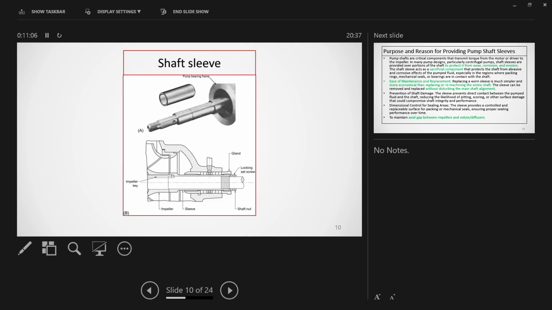Then the second important item we are going to use here is the shaft sleeve. Why are we using a shaft sleeve? The purpose of the shaft sleeve is also the same. When we are handling corrosive fluid, if it comes in contact with the shaft it will erode or corrode it. So to avoid that, we are using a shaft sleeve. This shaft sleeve is mounted on the shaft with a key, so that fluid will not come in contact with the shaft. The shaft is also a very expensive item.